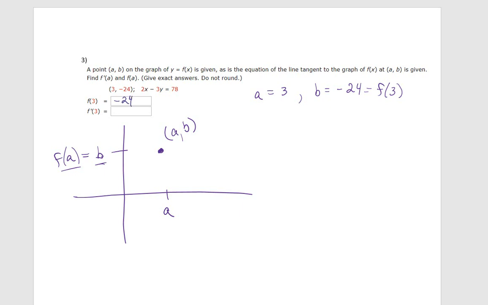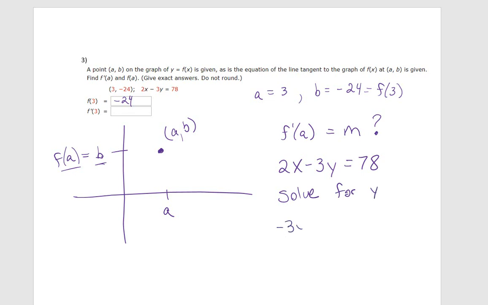That's your y coordinate. Now, when they ask what f prime of a equals, they're saying, if I give you the equation of the tangent line, then what's the slope? The equation they gave us, 2x minus 3y equals 78, is nice, but it's not in the right form of y equals mx plus b. To get it in the right form, we're going to solve for y. So we subtract 2x from both sides, and we'll have negative 3y equals 78 minus 2x.